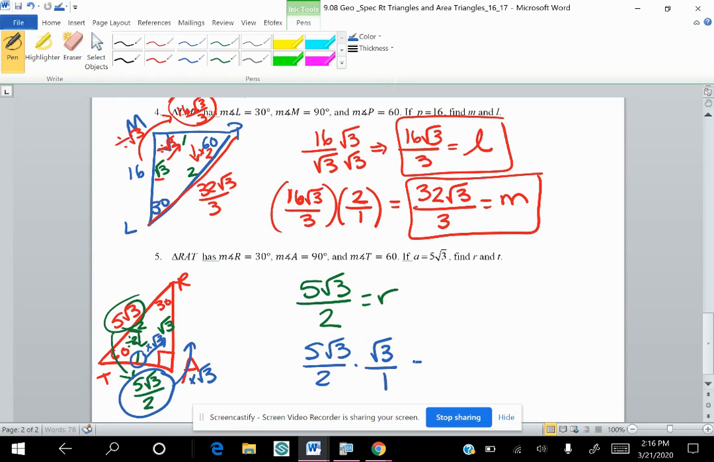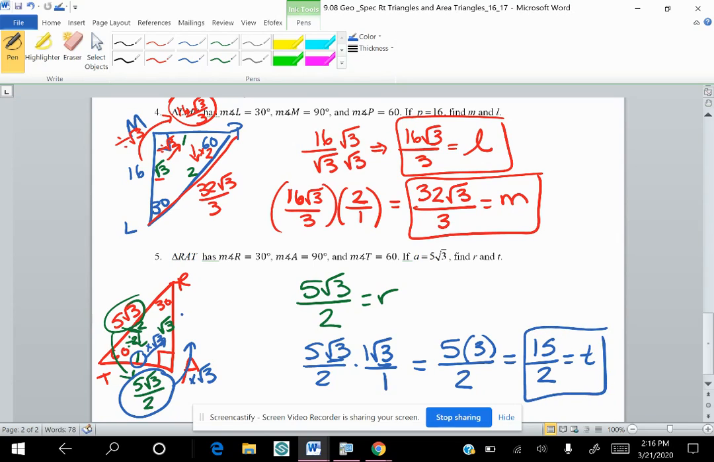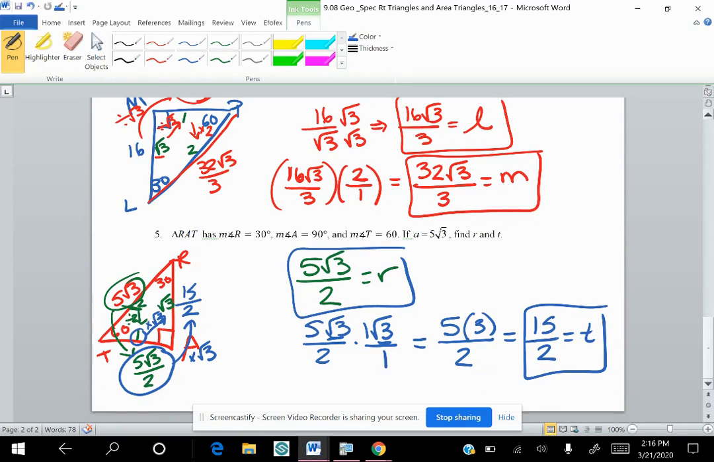Let's make it into a fraction. Now I have my non-radicals: 5 times 1 is 5. My radicals, rad 3 times rad 3, is really just 3 because that's rad 9, which is 3. 2 times 1 is 2. I can simplify this a little bit more to get 15 over 2, which is side T. And those are our two answers.